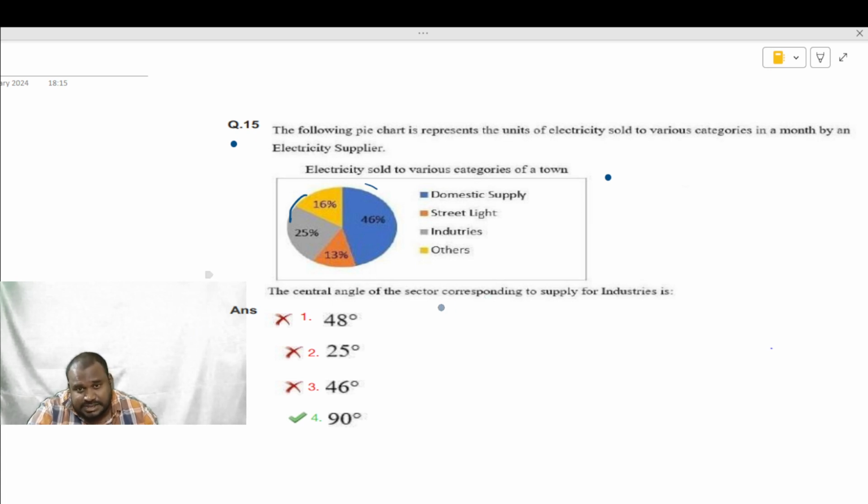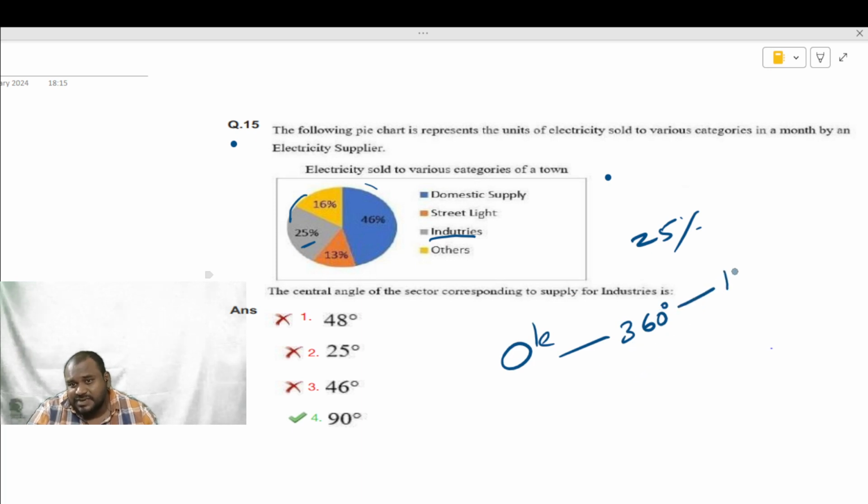The question gives the central angle of the sector corresponding to supply for industries. For industries, the color is gray, and gray means it is 25%. A circle represents 360 degrees, so this is for 100%. For 25%, it should be 90 degrees. Very simple question. It's all about proportioning the angles.